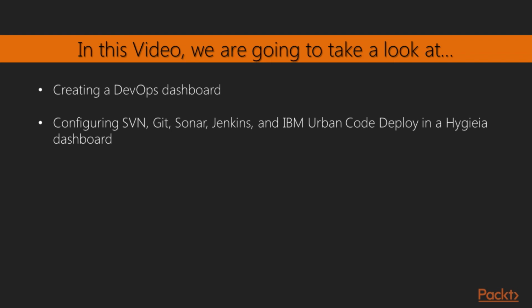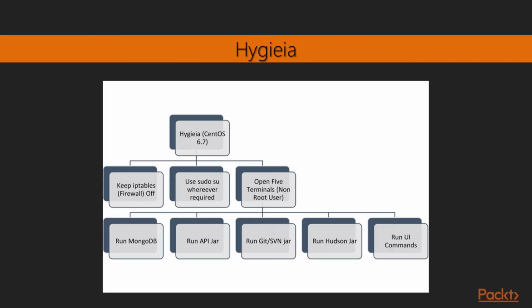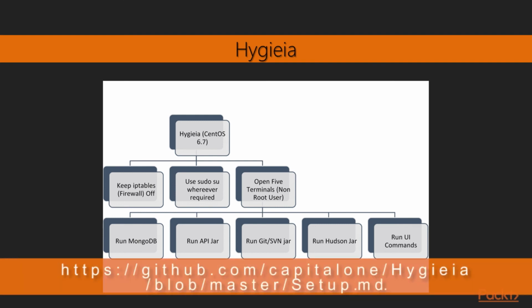So why is a DevOps dashboard used? It is used to provide a view of all the tools in a single dashboard. Hygieia is an open source initiative to provide a unified, configurable, and easy to use DevOps dashboard for an end-to-end application delivery pipeline. To install Hygieia on your computer, visit the site.